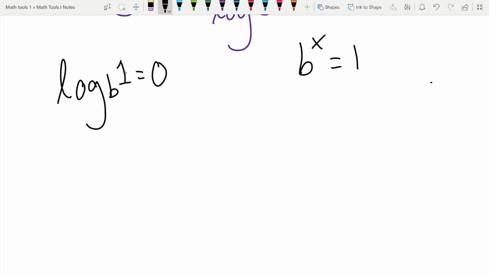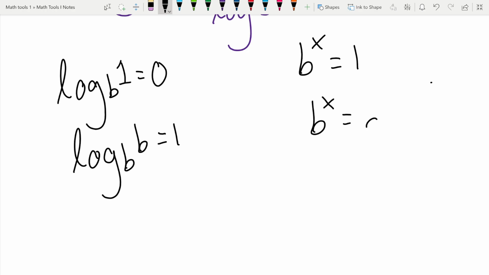Similarly, log base b of b is always going to be 1, because again, you're saying b to what power equals b, so that's always going to be 1. And for all of these, we have the same restrictions on b as we did before, so I'm not going to write them out every time, but b has to be non-zero, greater than 0, and not 1.